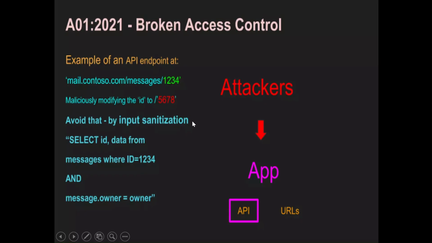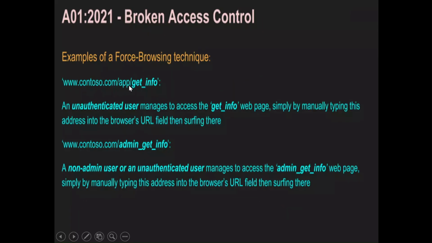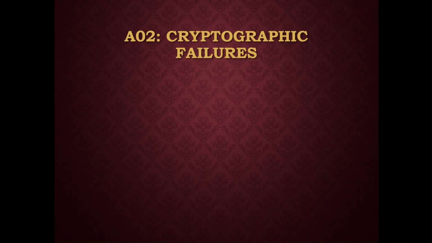To avoid that, we need to use input sanitation. Here we can see the URL /app/get-info. This is the normal user. When a normal unauthenticated user is trying to access this URL, what he will do is use admin_get_info. A non-admin user, when passing something in the URL, can then access that. If they are trying to access that, our broken access control should deny it or stop the access.